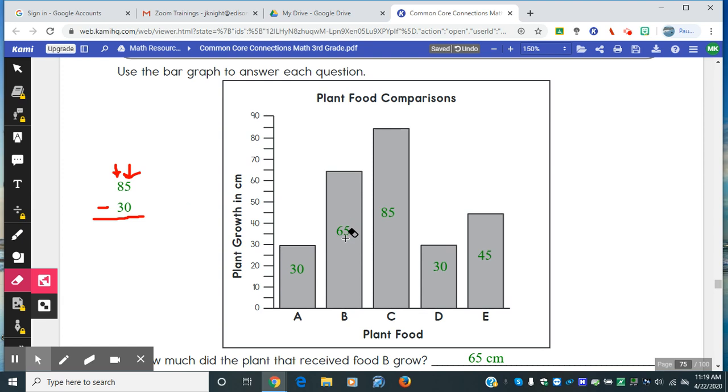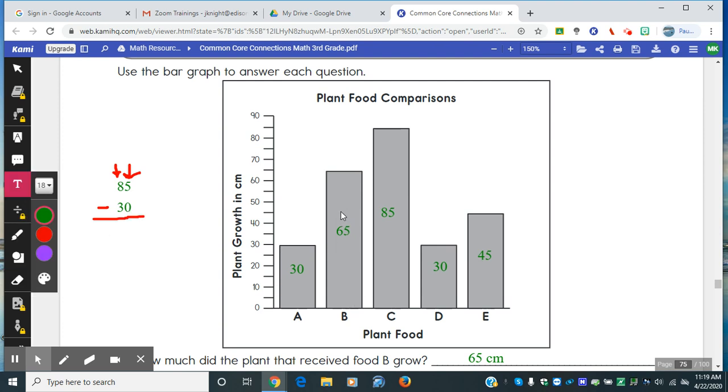I know that 65 is close to 70. I know that 85 is close to 90. And if I did 70 plus 45, which is close to 50, 70 and 50, that would be 120. That seems to be getting a little bit closer.